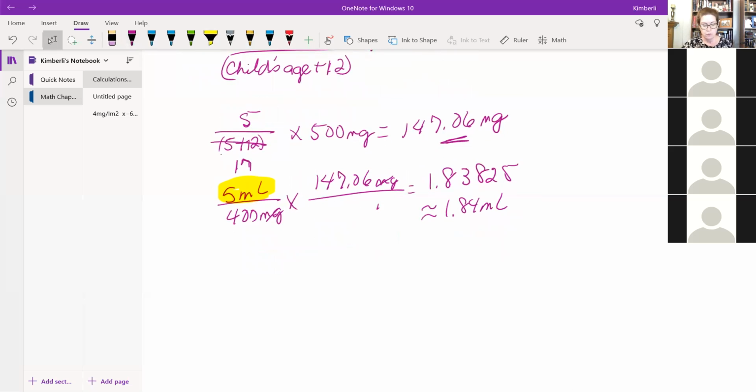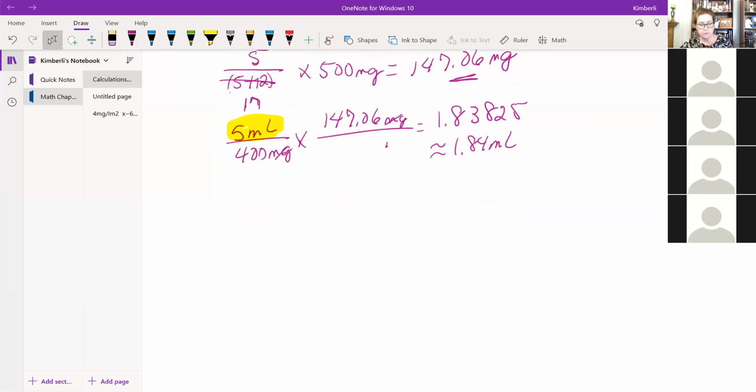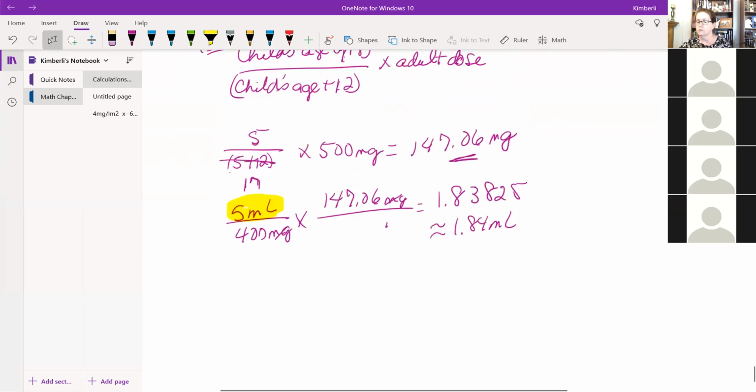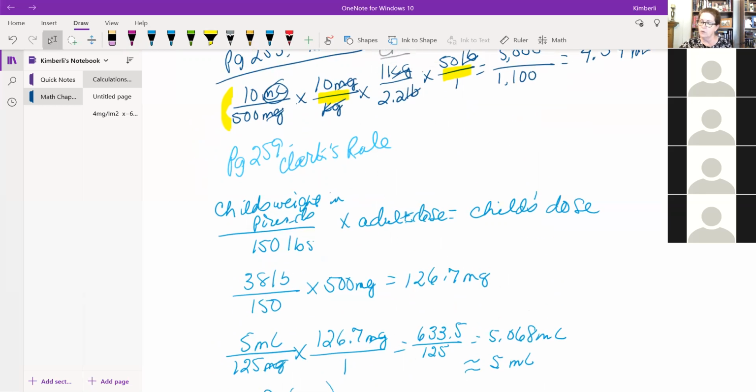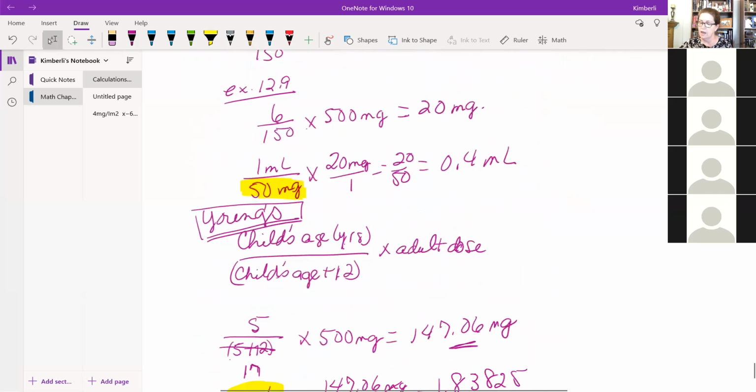Okay, so the measurable dose that this particular problem says that you can get is 1.8 milliliters. So if you look at an oral syringe, you'd use a 3 ml oral syringe for this one. And I don't have one here with me right now. So it's going to be 1.8 or 3 little marks past the 1.5 line. Okay, so that's Fried's rule, Young's rule, and Clark's rule. And this is based on weight. Clark's is weight. Fried's and Young's are based on age.